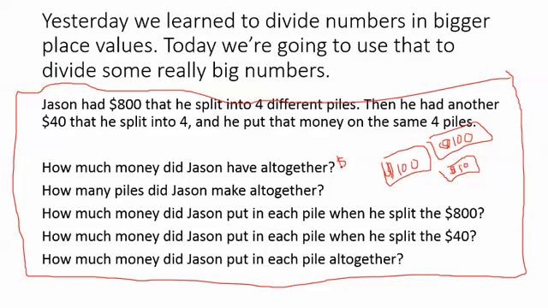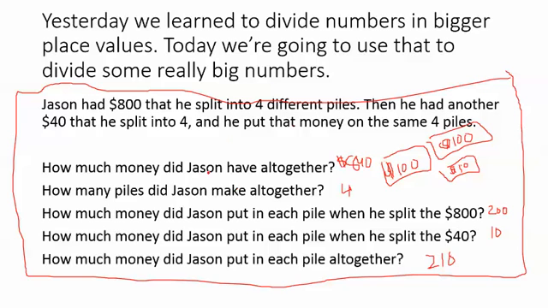He has $840. And when he does it, he splits it into 4 piles total. It's not 8 piles, right? Because, and then you can model this with the things, right? When he split that 40, he put that money on the same 4 piles. How much did he get when he split the 800? 200 in each pile. How much did he do when he split the 40? 10, right? And so all together in each of those piles, there's going to be 210.